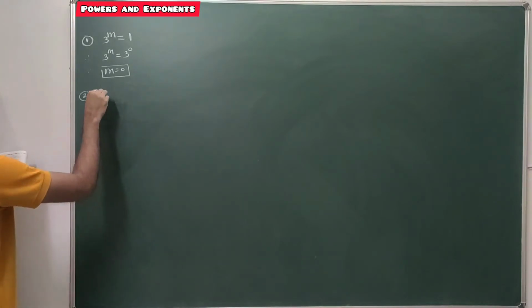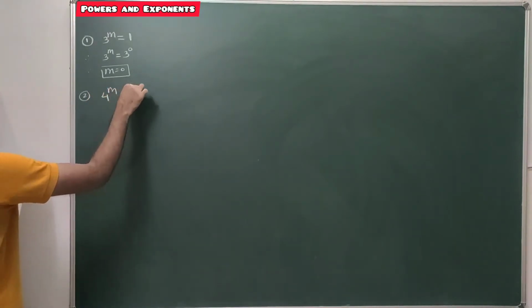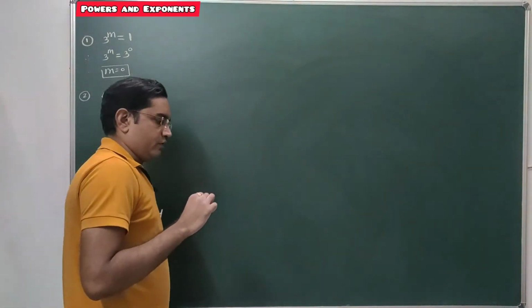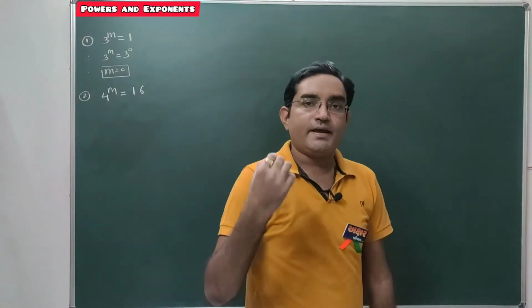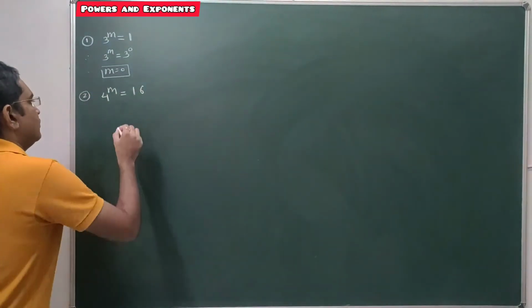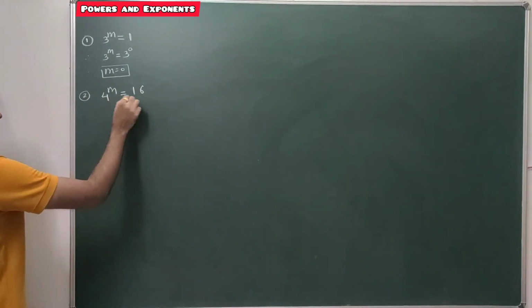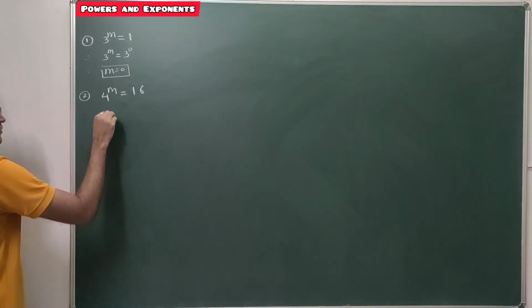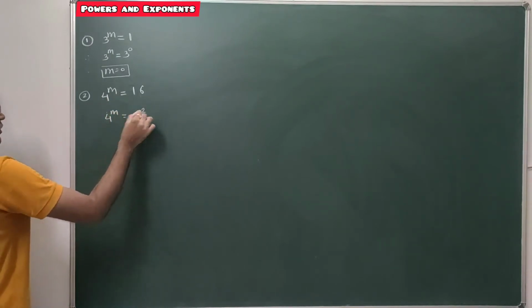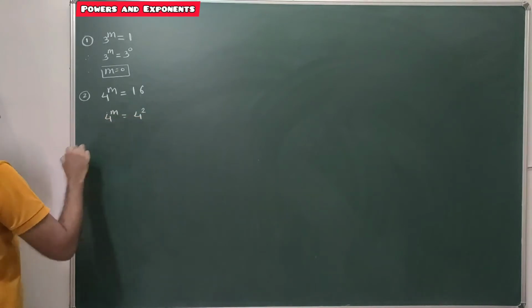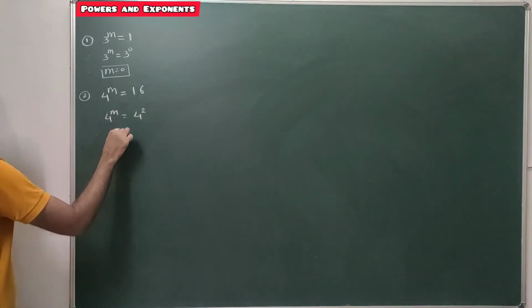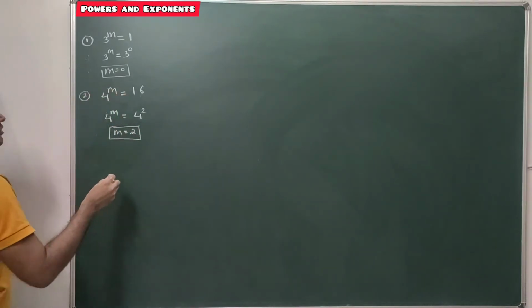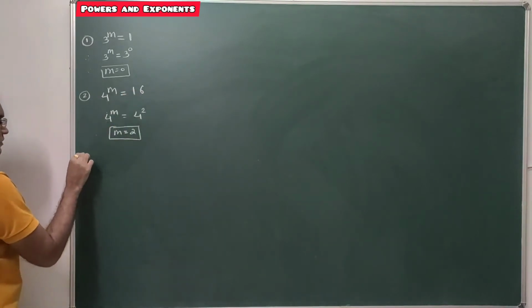Now second, 4 raised to m equal to 16. So again, to find the value of the unknown, that is the value of the variable which is given in the exponent, we have to compare these both powers. So for the comparison, the base of the powers must be equal. So this 16 can be converted into base 4, that is 4 square. So now these two powers are equal, their bases are equal, and therefore we can say their exponents must be equal. Therefore m equal to 2, so 4 square equal to 16 will be the answer.